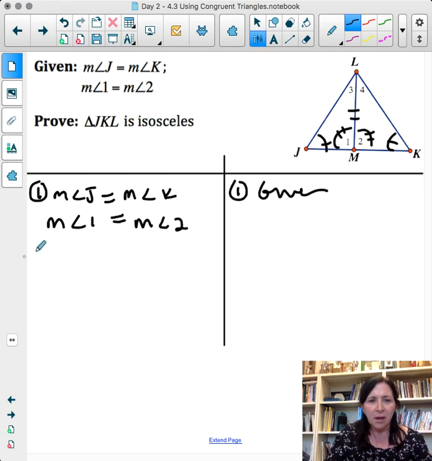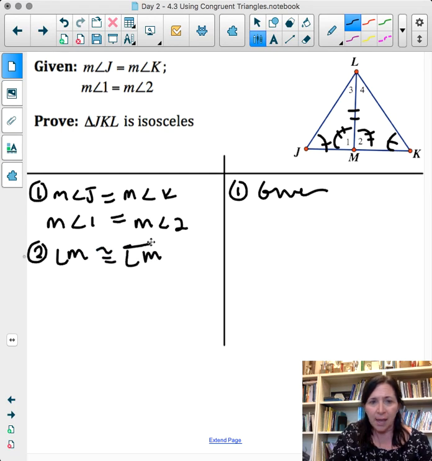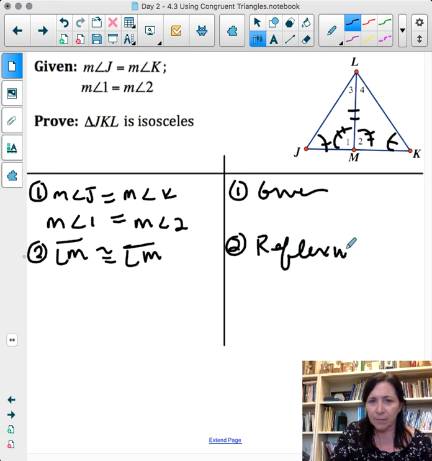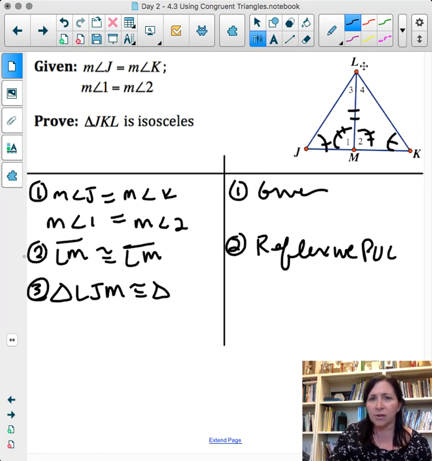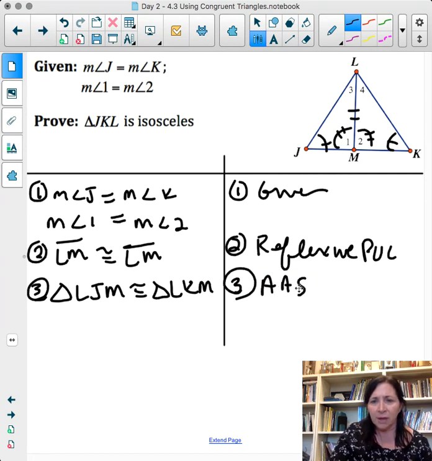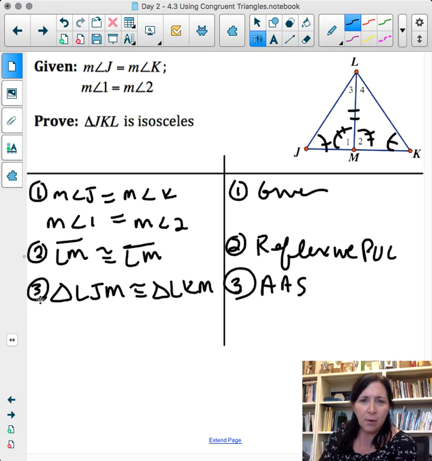So we said that. Number 2, we're going to say that LM is congruent to LM, and that's going to be by the reflexive property of congruence. And now I can say that my two triangles are congruent. LJM is congruent to LKM, and that would be because it looks like it's angle, angle, side.